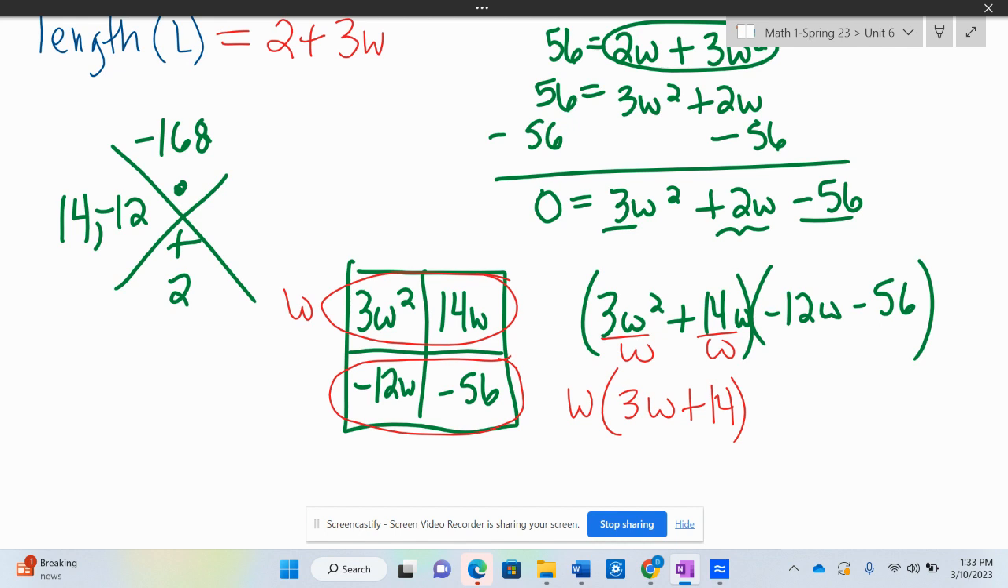56 isn't divisible by 12. 6. 56 is not divisible by 6. It's bigger than 2. It's not 3. 5 plus 6 is 11. 4. And it's got to be a negative 4, which just so happens to be the greatest common factor here. And when I take out a negative 4 here, I'm left with negative 12 divided by negative 4 is a positive 3W. Negative 56 divided by negative 4 is a positive 14.